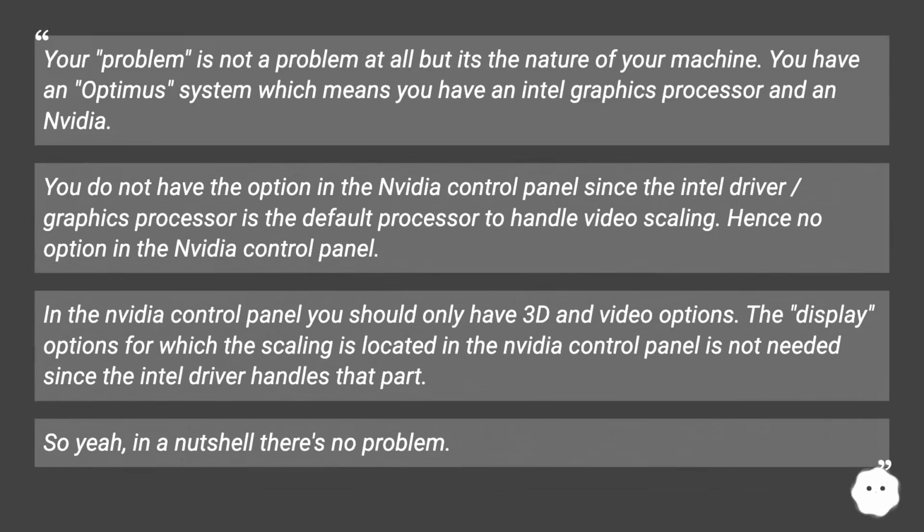You have an Optimus system, which means you have an Intel graphics processor and an NVIDIA. You do not have the option in the NVIDIA control panel, since the Intel driver / graphics processor is the default processor to handle video scaling. Hence no option in the NVIDIA control panel. In the NVIDIA control panel you should only have 3D in video options. The display options for which the scaling is located in the NVIDIA control panel is not needed, since the Intel driver handles that part. So yeah, in a nutshell, there's no problem.